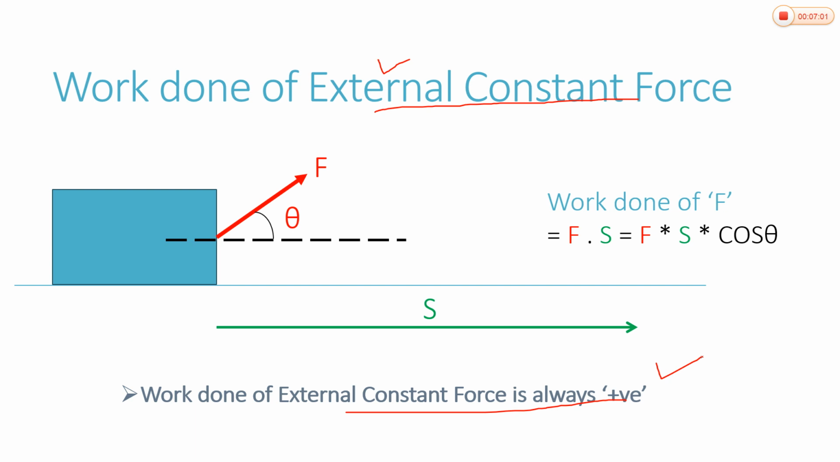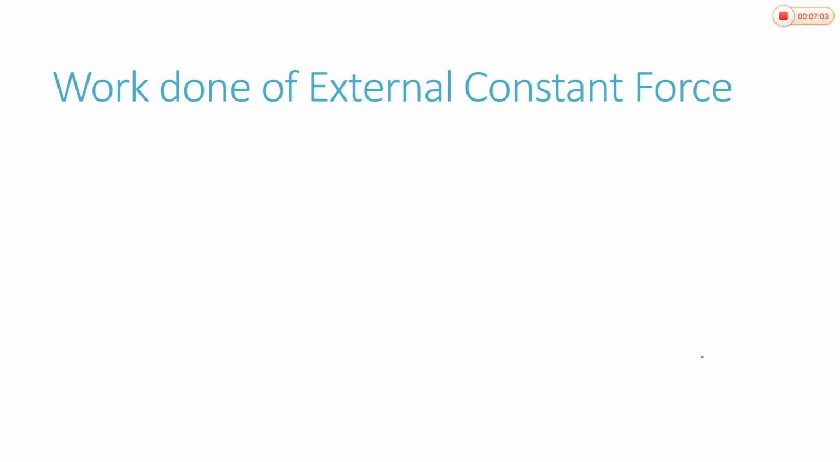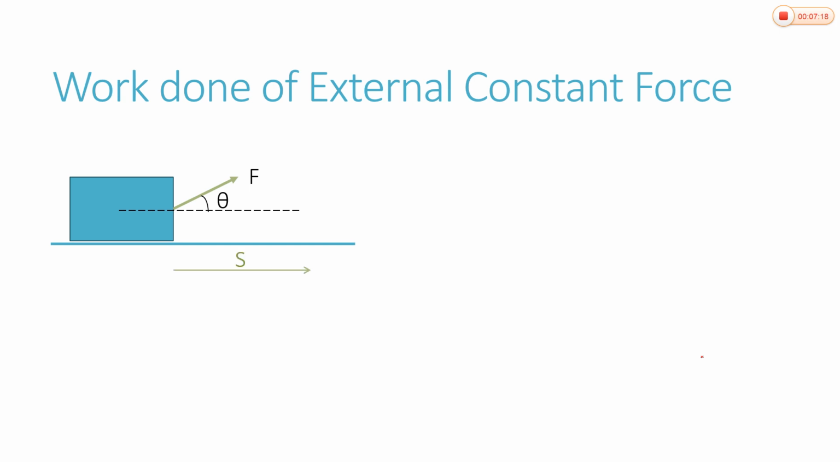Is this clear? Next, we will see some other cases for the external constant force in which we are going to change the direction of application of force. Means in the previous numerical what we studied is we have a block and we apply force at an angle theta, and because of that displacement takes place, that displacement magnitude S, and for that the work done is what? F dot S, that is Fs cos theta.